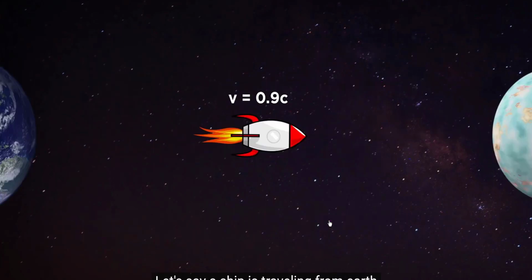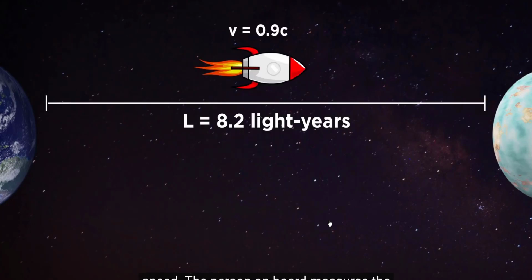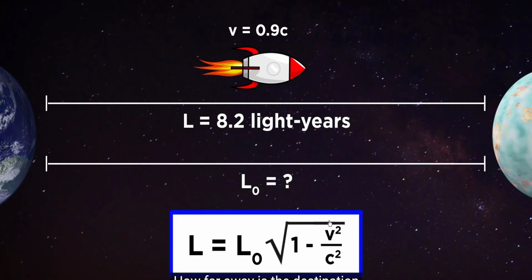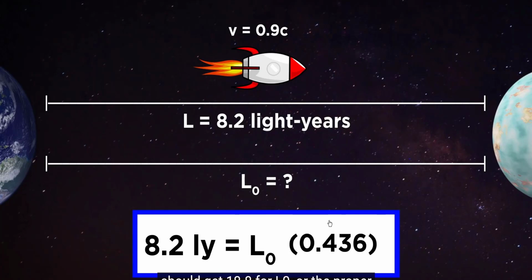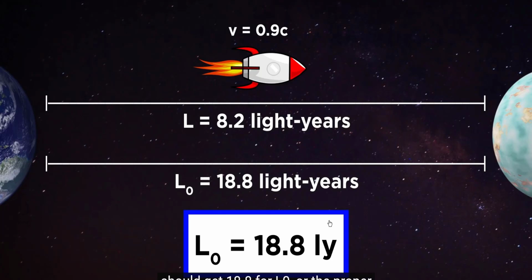Let's say a ship is traveling from Earth to another system at 90% light speed. The person on board measures the journey as being 8.2 light years in length. How far away is the destination according to someone on Earth? Well, we can plug in 8.2 for L and 0.9 c for v. Then we just do some algebra and we should get 18.8 for L0, or the proper length between Earth and the destination.